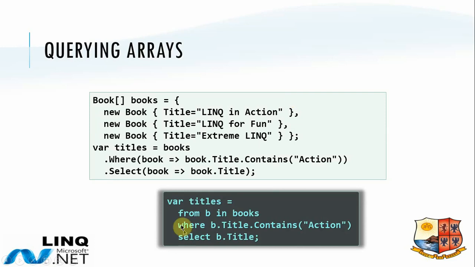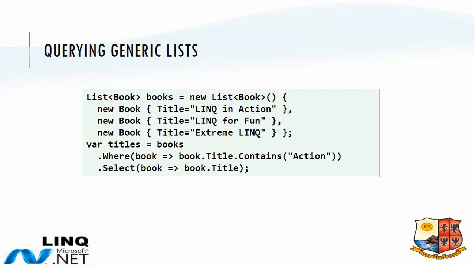In query syntax, it's much simpler. From b in books, where b dot title dot contains action, select b dot title. Done. Print that. I mean, that will be added to titles and you can just print it out. Okay, this is how you query an array.